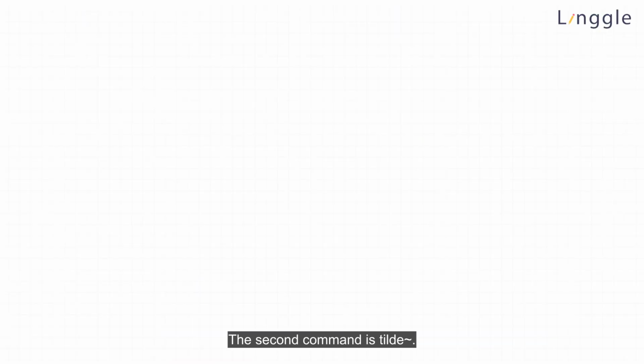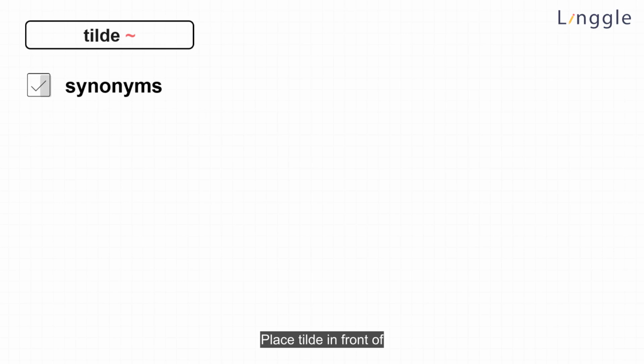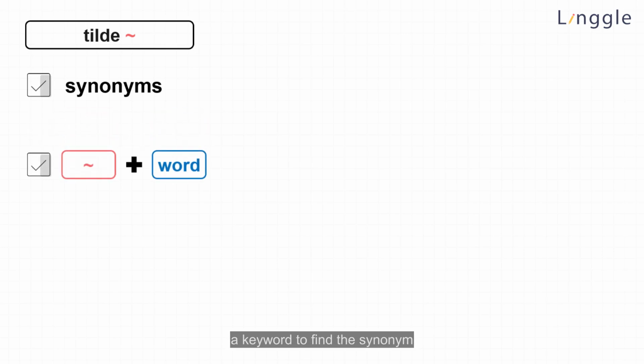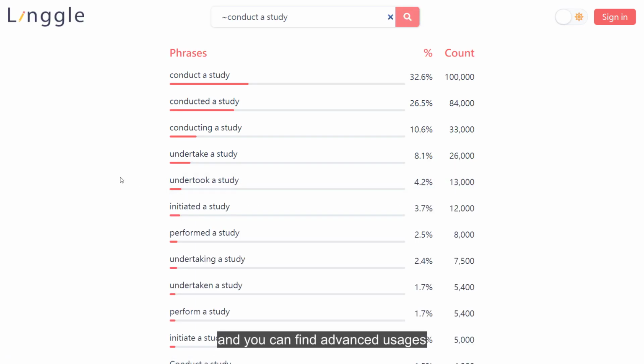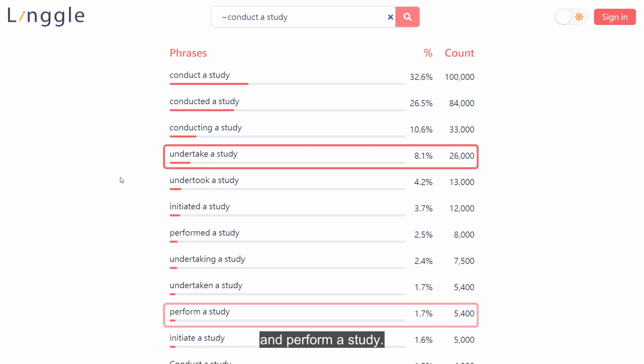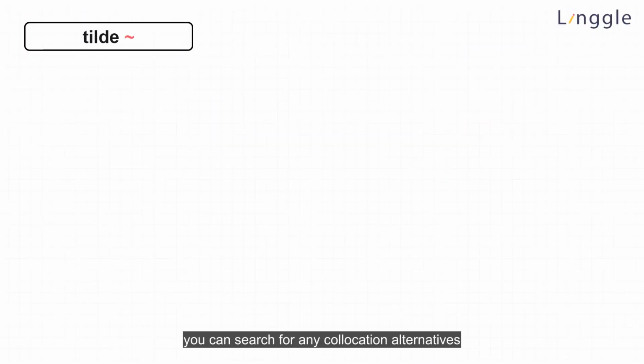The second command is tilde. Tilde is used to find synonyms. Place tilde in front of a keyword to find the synonym of the word. Take the phrase we have mentioned earlier, conduct a study. We can use tilde to find an alternative word for conduct. Input the pattern, tilde conduct, a study, and you can find advanced usages such as undertake a study and perform a study. Using tilde, you can search for any collocation alternatives without having to buy a collocation dictionary.